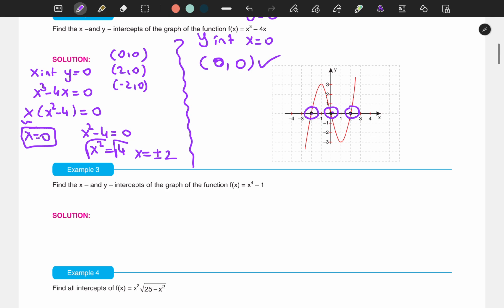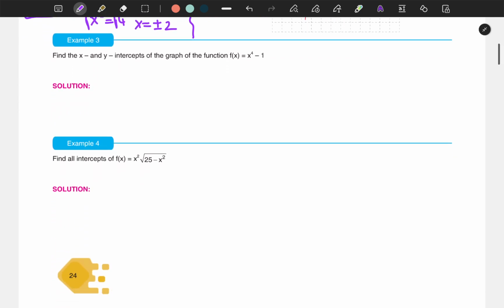That's it. If I scroll down, again, find the x and y intercept. In the solution part, for x-intercept, y equal to 0. So x^4 - 1 = 0. x^4 = 1. If I take the roots on both sides, x will be positive or negative 1, which means 1 and 0, negative 1 and 0.